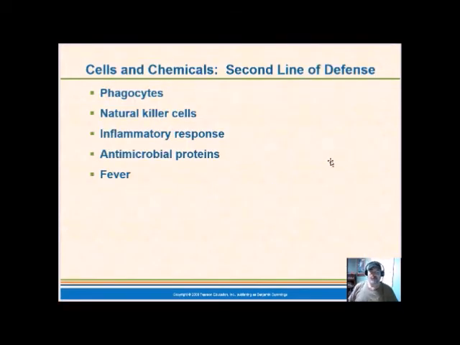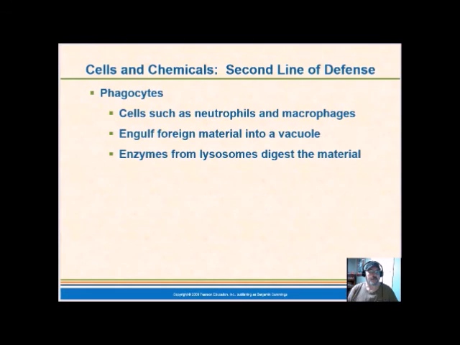Second line of defense, we've got phagocytes. And phagocytes are cells that go around and eat anything that's foreign. They're not very specific in terms of what they go after. They just eat anything that they recognize as not belonging to us. We have some cells that are called natural killer cells. The inflammatory response is a protective mechanism, antimicrobial proteins, and fever. So let's talk about each of these.